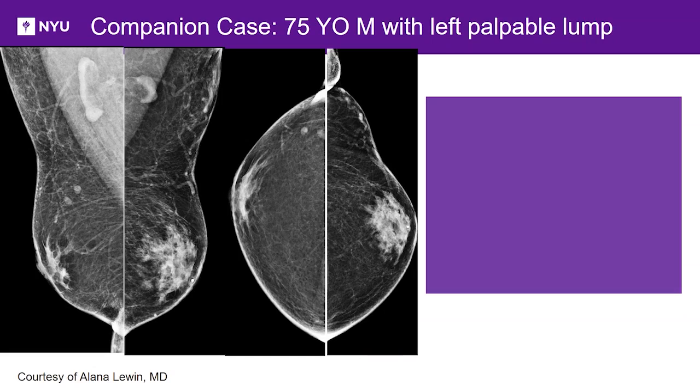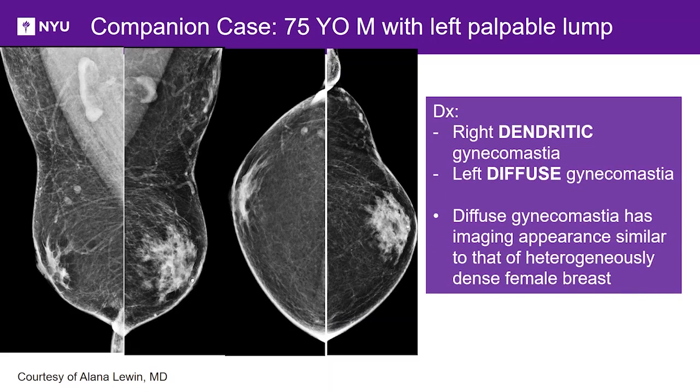I have a companion case to show you the different types of gynecomastia. Here you can see that in this gentleman, a 75-year-old with a palpable lump, he has the same kind of pattern of this normal breast tissue, a bilateral gynecomastia. It is more prominent on the left side than the right. The right side has that dendritic gynecomastia, whereas the left side has this diffuse, kind of flame-shaped gynecomastia pattern. And this diffuse gynecomastia pattern has an appearance similar to an area of heterogeneously dense breast tissue in the female breast.